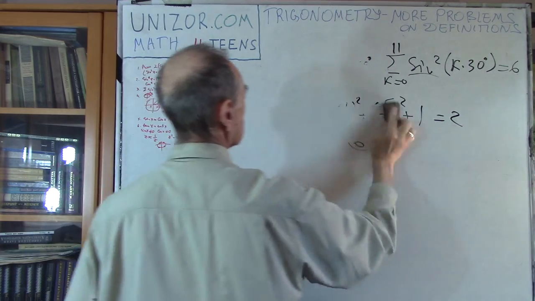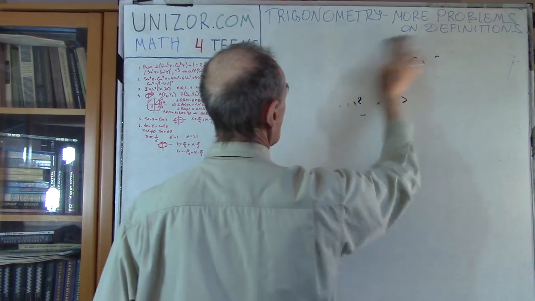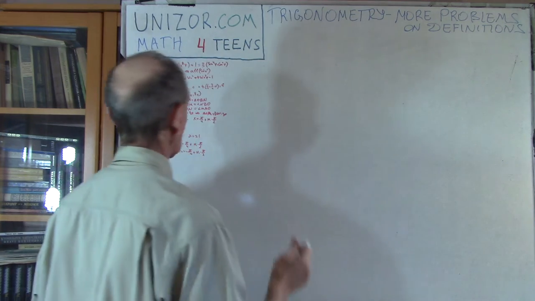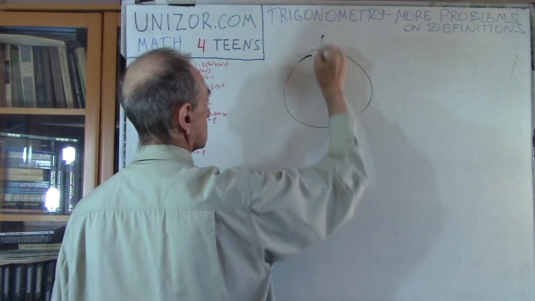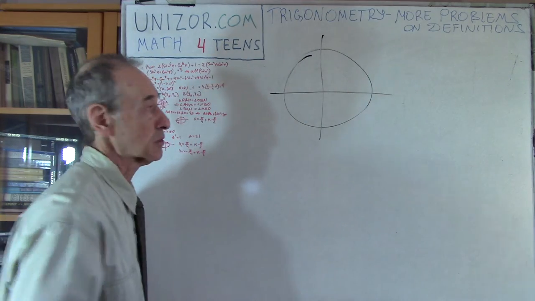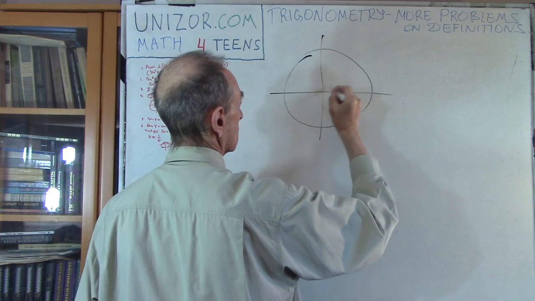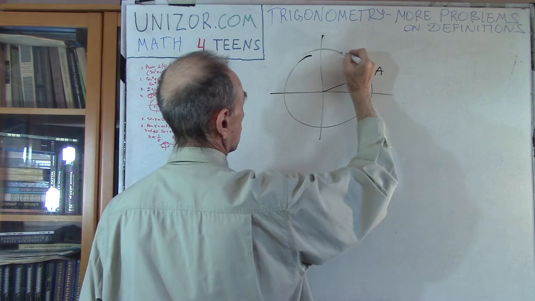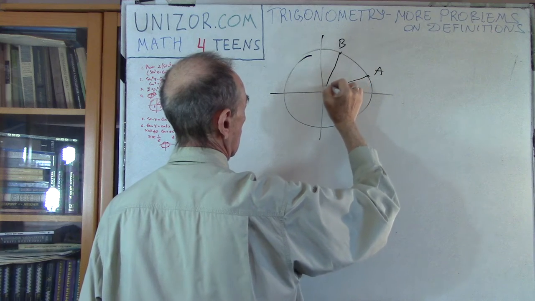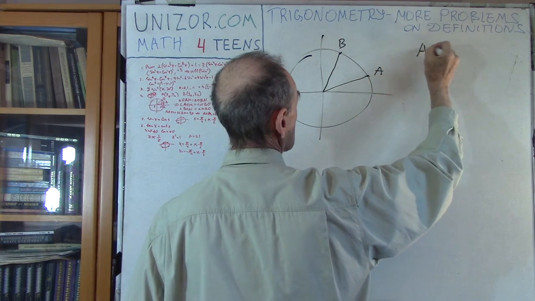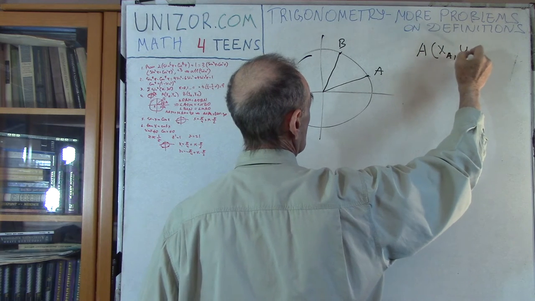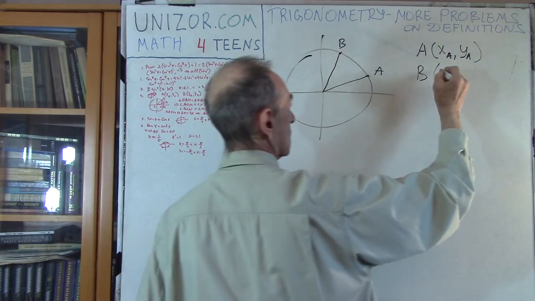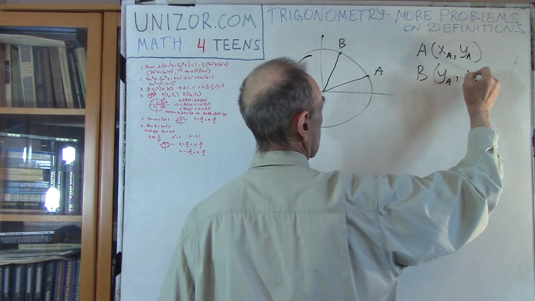Okay. Problem number 4. Okay, so again, you have a unit circle, and we are considering only the first quadrant. We have two points, point A and point B. Now, A has coordinates xA, yA. Point B has opposite coordinates, yA, xA.